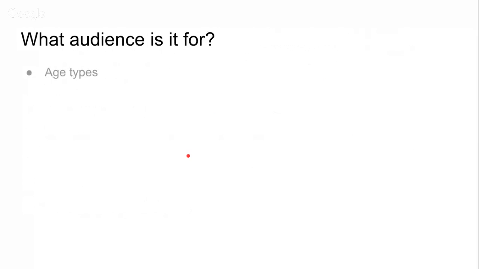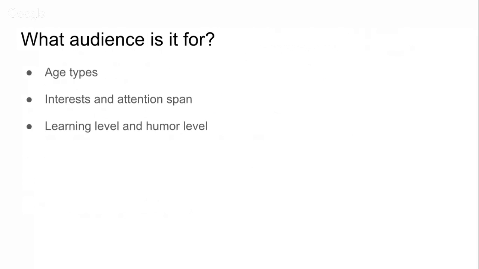Also think about what the audience is for: the age types, the interest and attention span of the people you're writing the book for, if you are going to do something more with it. If you're just going to show it to your family, think about who, what your kids' interests are, what their attention span is, and what might be interesting to them.